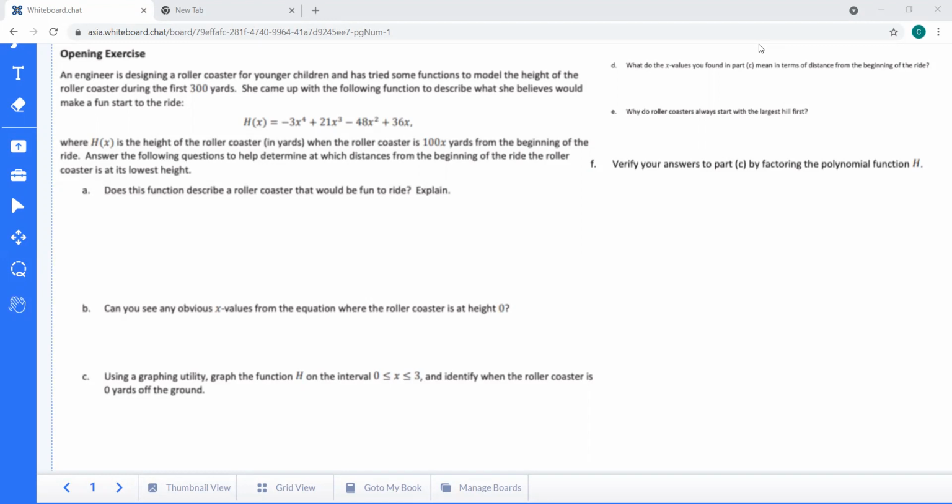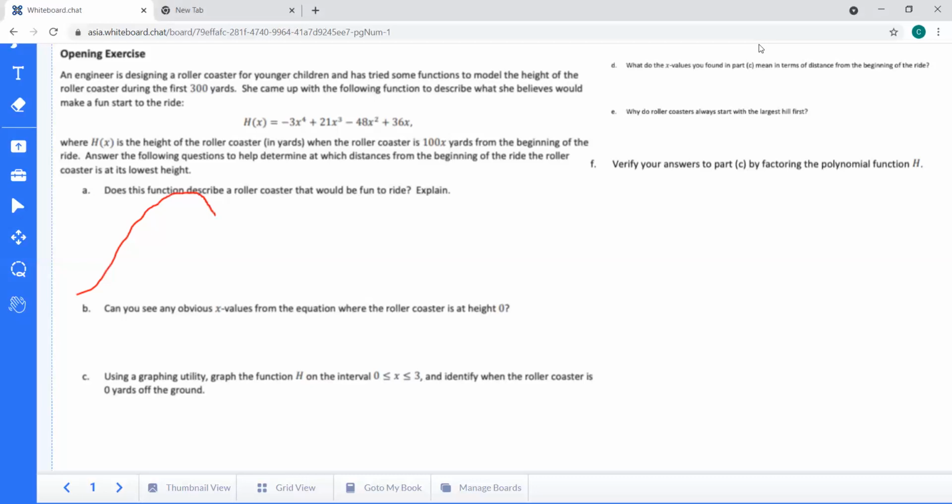So if you plug in 100 for x, no, that's not what we need to do. We just need to look and see, would this be a fun roller coaster? Whenever you think about a roller coaster at the beginning, it's traveling up and then it starts to fall, right? So I guess it all depends if you like roller coasters. If not, then you're not going to like it, right?